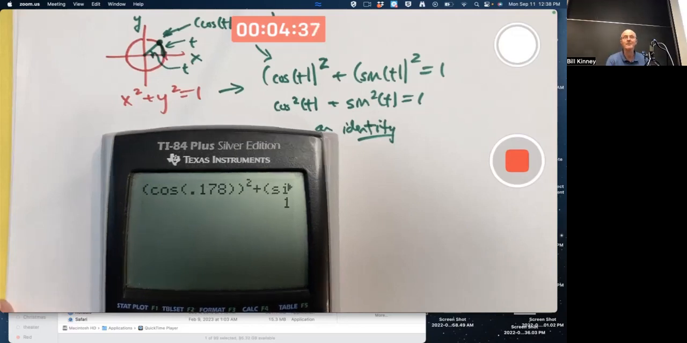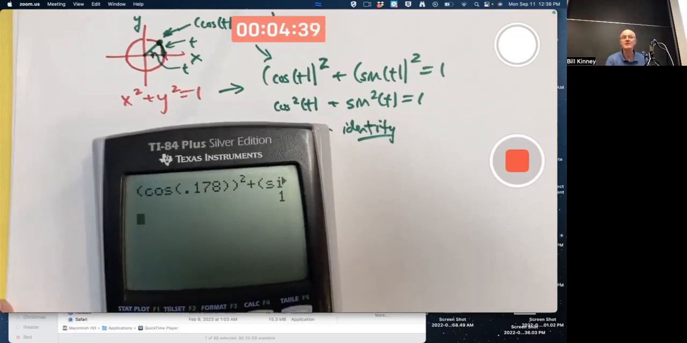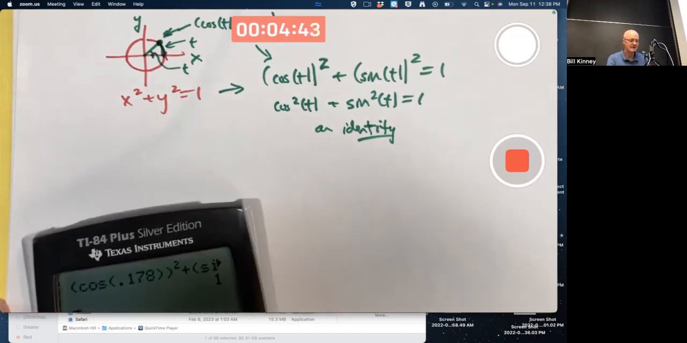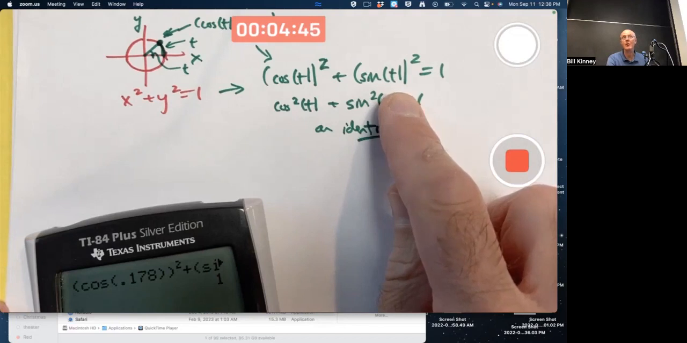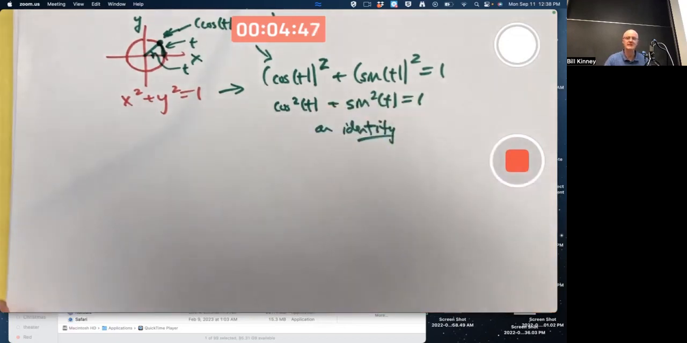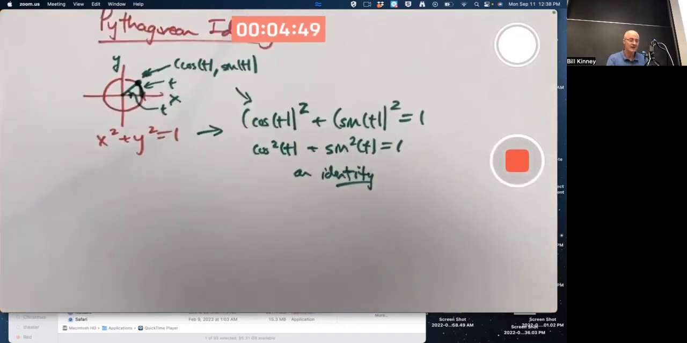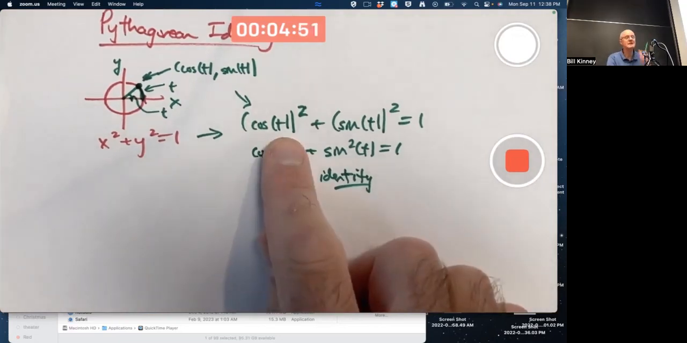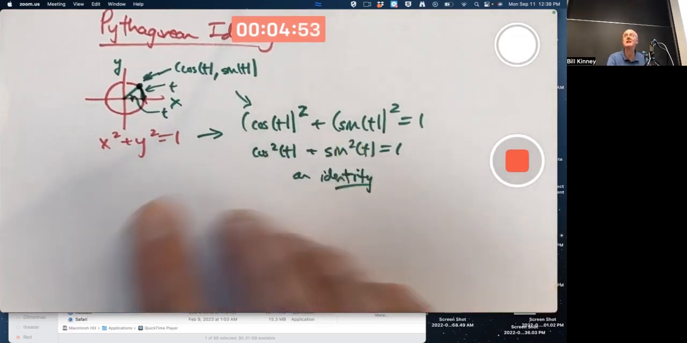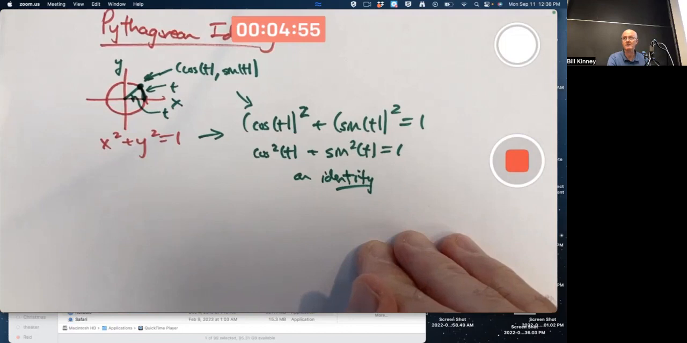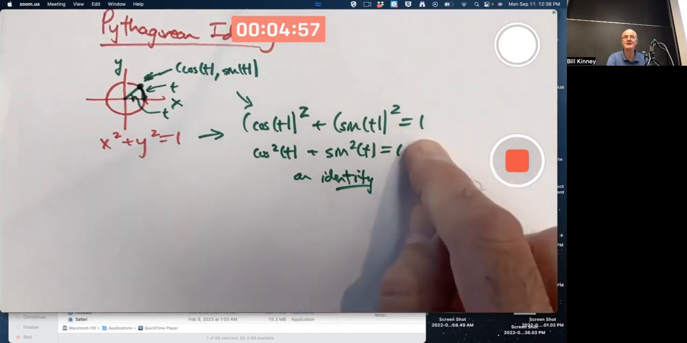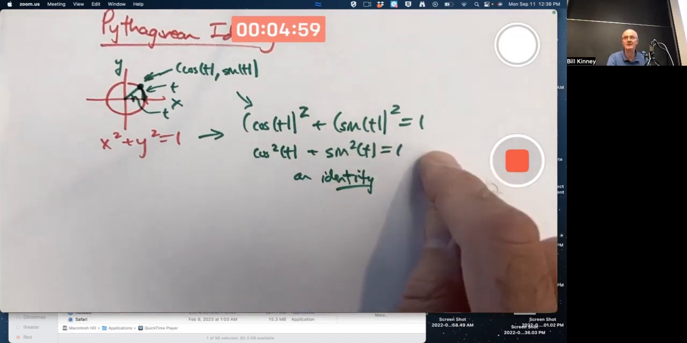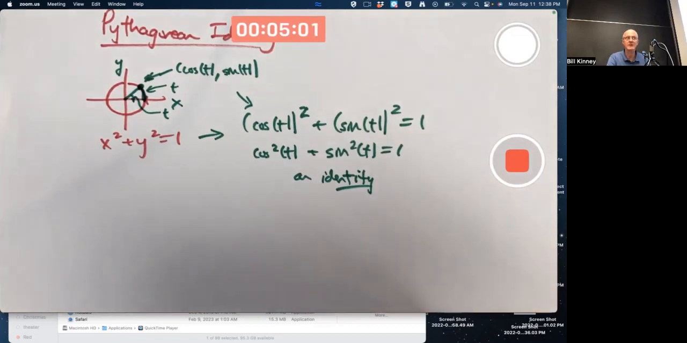Question? Yes, cosine of 0 squared is 1 squared is 1. Sine of 0 squared is 0 squared is 0. 1 plus 0 is 1. Yes, it holds when t is 1. If you graphed cosine of t quantity squared plus sine of t quantity squared, you'd get a horizontal line at 1. It simplifies to 1 for all values of t. No need to solve this equation.